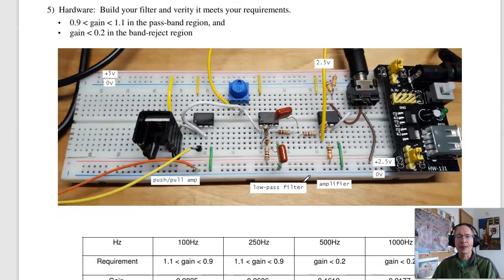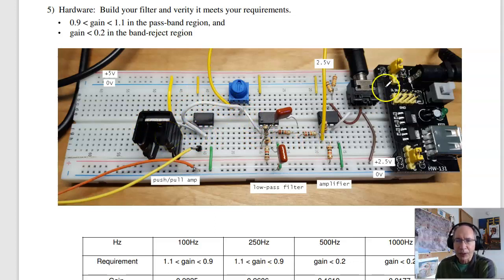The last problem is build it in hardware. So here's what my circuit looks like. This is from the previous lectures. Here's your 2.5 volt reference. This is I think a times 11 amplifier, just to take my cell phone and amplify the signal so I can hear it. Here's my low-pass filter. Should be 3 capacitors for a third order Butterworth or Chebyshev low-pass filter. That output then goes to my push-pull amplifier that drives my speaker.